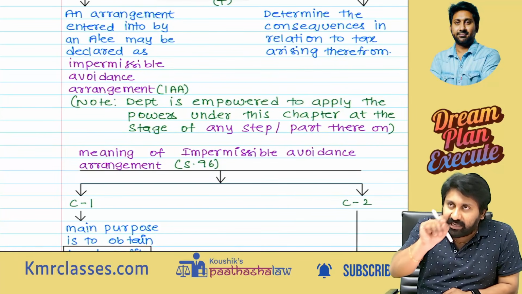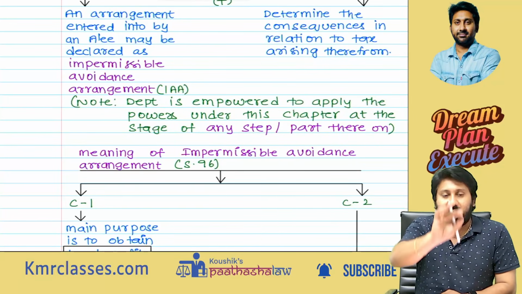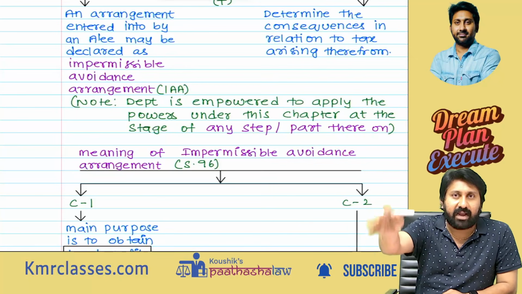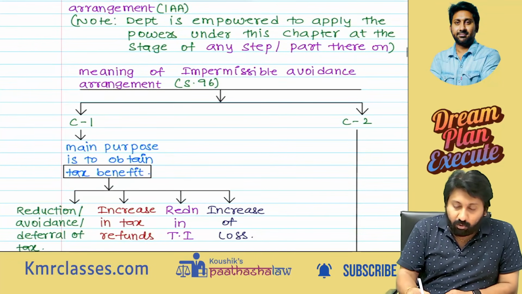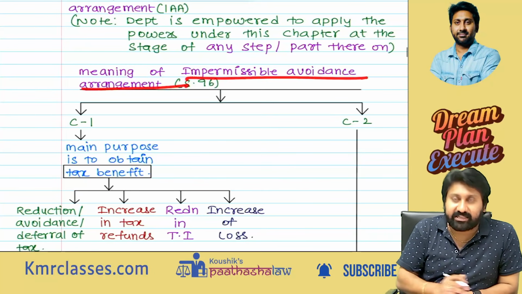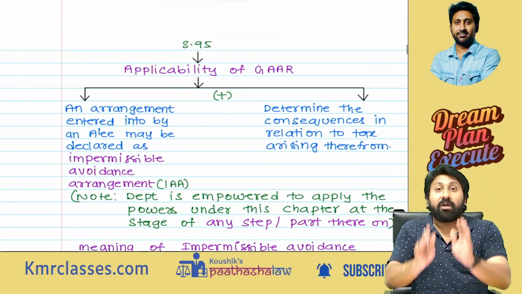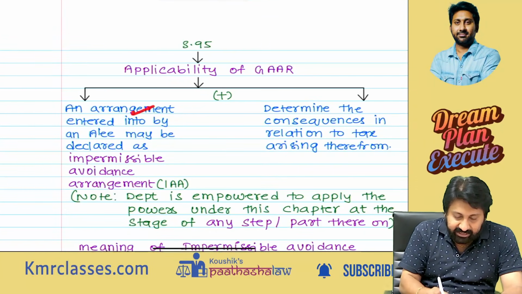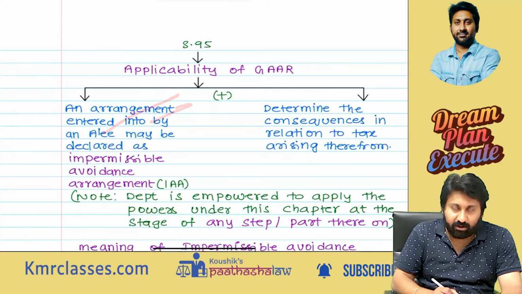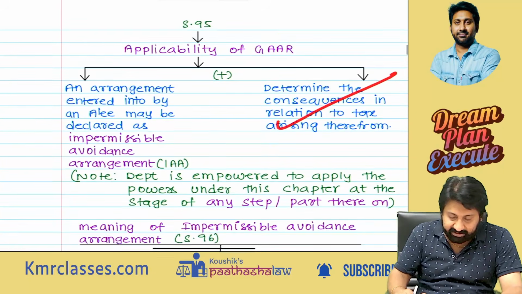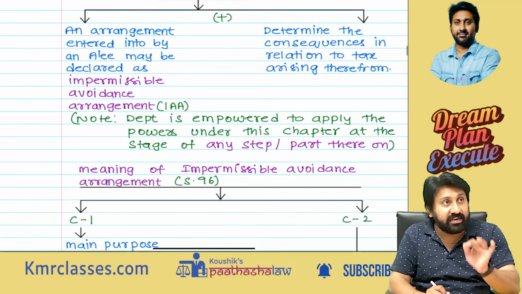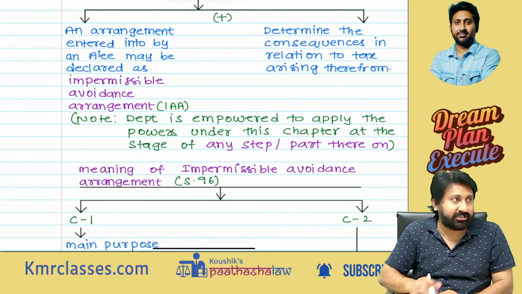At the time of entering into an arrangement, at any time, the department can step in and stop your transaction if it is really a tax avoidance transaction. What is the meaning of impermissible avoidance arrangement? What we read now is when GAAR will apply: an arrangement entered into by the assessee can be declared as an IAA and the tax consequences determined, at any time during the course of the transaction.